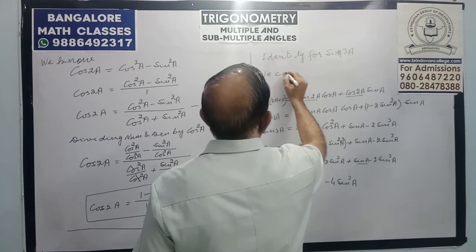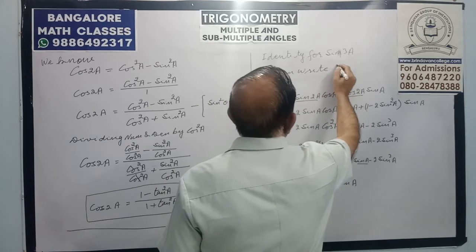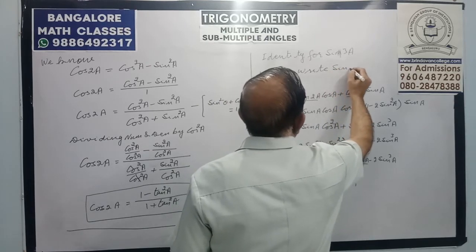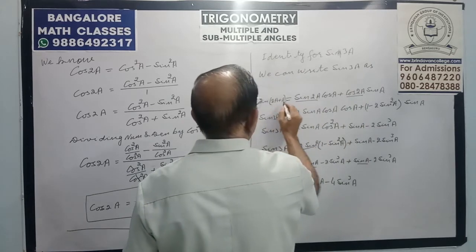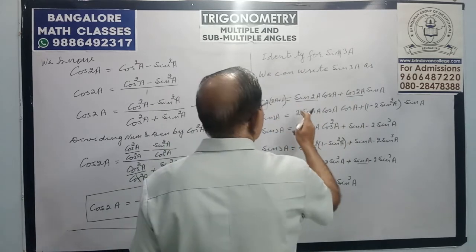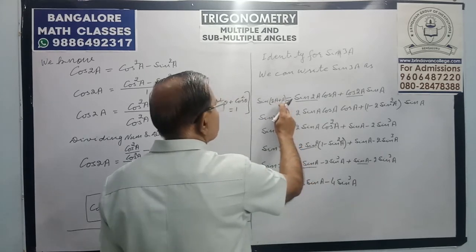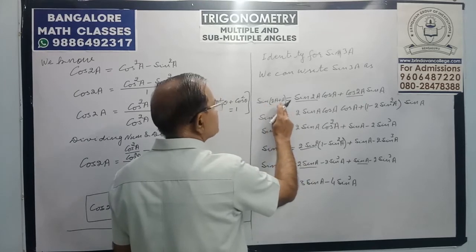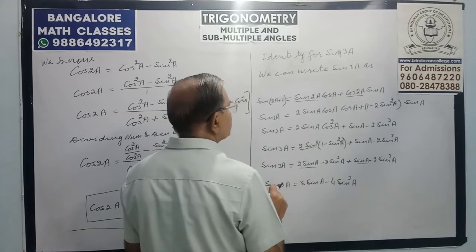We can write sin 3a as sin(2a + a). Take 2a as a and a as b, so it will be like sin(a + b), which is sin a cos b plus cos a sin b.